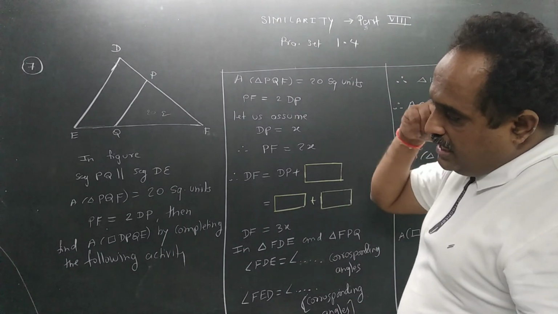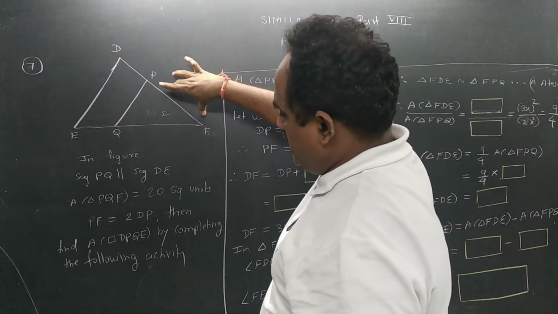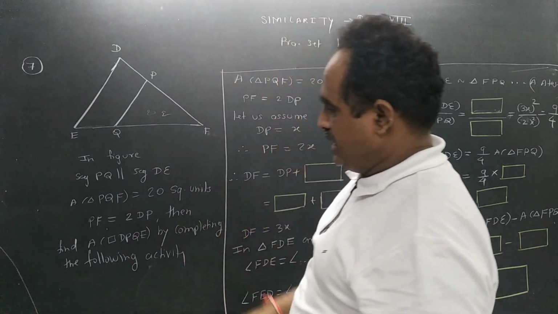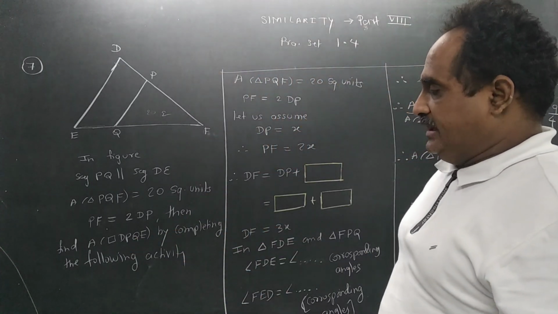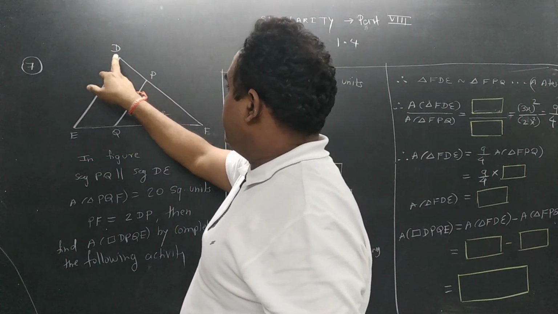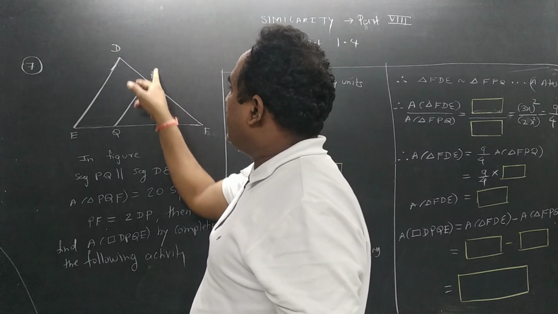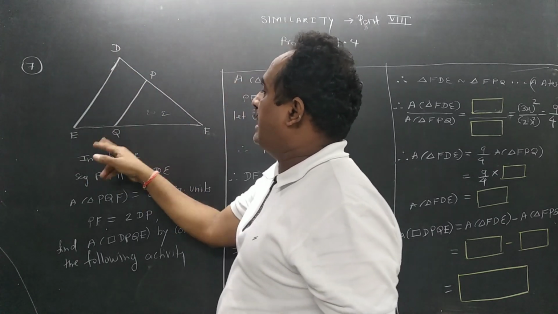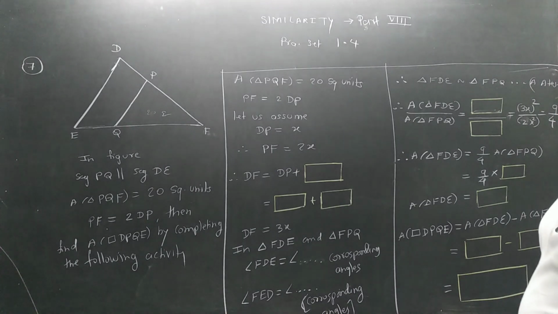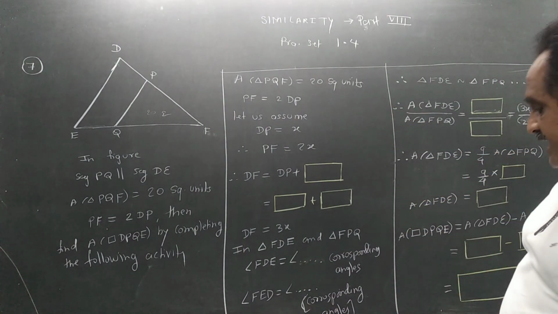Then they have given PF is equal to twice of DP, and they are asked to find the area of triangle DPQE. इस एरिया, इसका एरिया हमें निकालना है, DPQE का। अब एक्टिविटी कैसे करेंगे हम लोग?